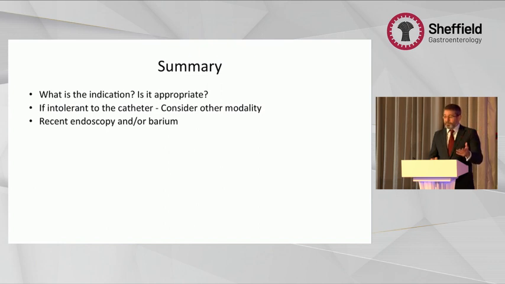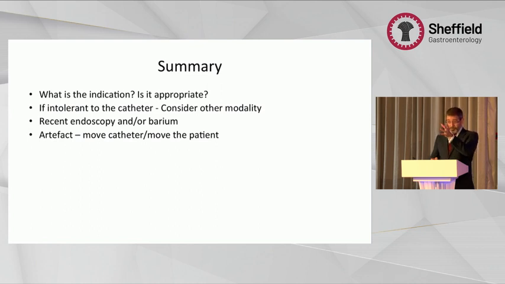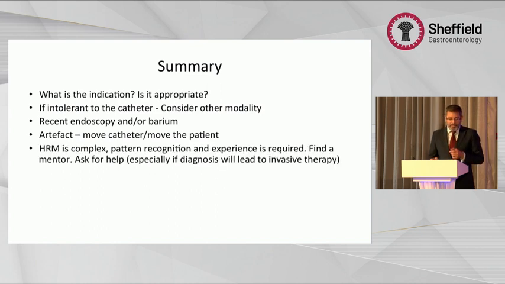If you need to repeat it, because it's important for us not to overinterpret or misinterpret what's happening physiologically if the patient has a macroscopic, a structural pathology that has been missed. And if there's an artifact, do something like move the catheter, shift the patient. Try and determine, is this true artifact from the catheter or is there something that's important that you're missing in the esophagus itself?